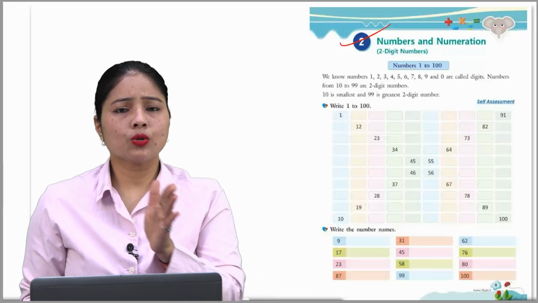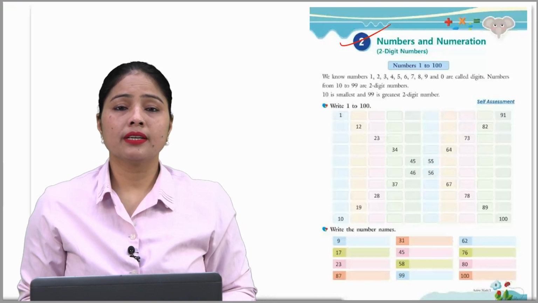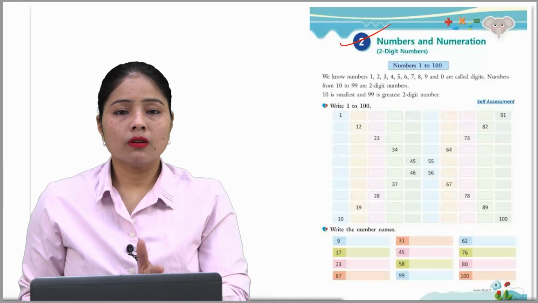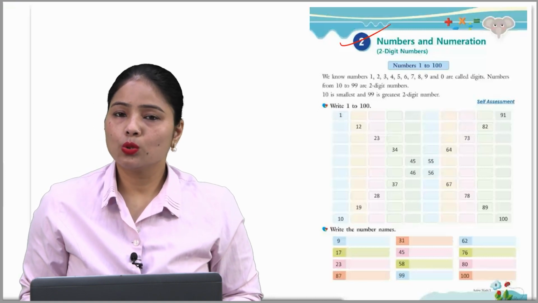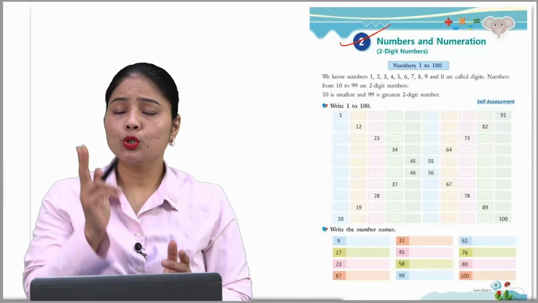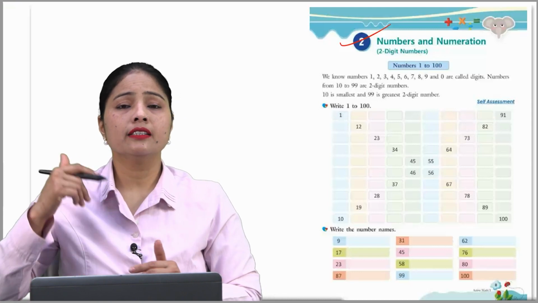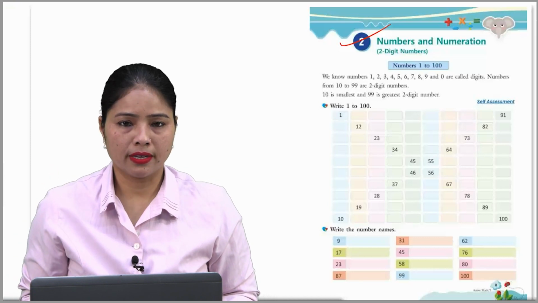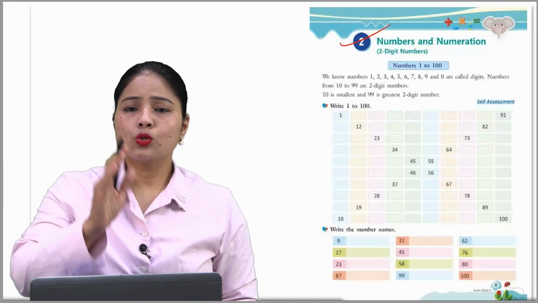Numbers from 10 to 99 are 2 digits number. 10 is smallest and 99 is greatest 2 digits number. जो हमारा 10 होता है वो सबसे छोटा नंबर होता है 2 digits का and 99 is our greatest number of 2 digits number. Now write 1 to 100.